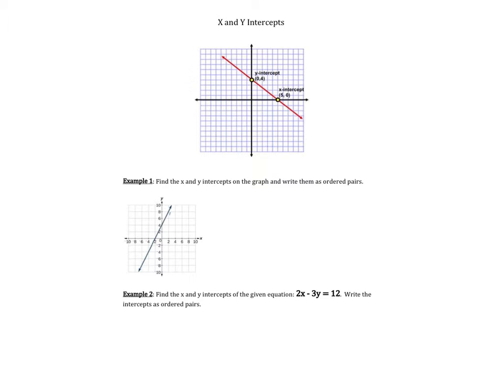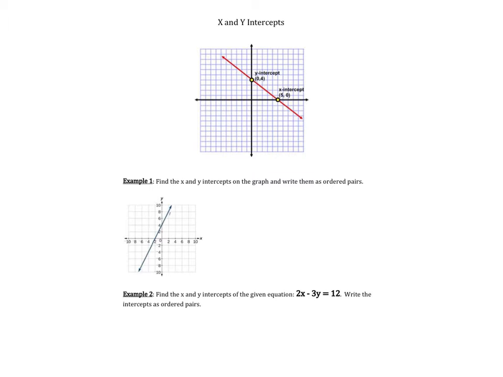Okay, this lesson is on X and Y intercepts. Before we begin, let's take a look at the graph at the top of the page. What you'll notice on this graph is that I have labeled the x-intercept and the y-intercept and given the ordered pair. So let's talk about what those are and what they mean, and then we're going to look at a couple of examples of how to find those when looking at a graph or an equation. To start with, an intercept is where something crosses the path of.